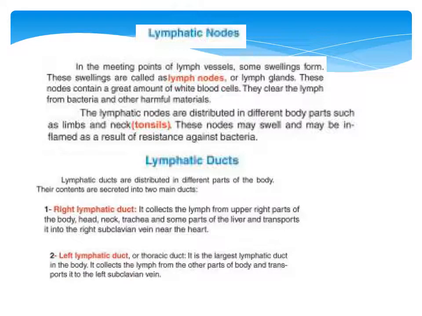And the left lymphatic duct, or it is called by another name, the corresponding name. We must take care of this corresponding name. The left lymphatic duct, or it is called the thoracic duct, is the largest lymphatic duct in the body. It collects the lymph from the other parts of the body and transports it to the left subclavian vein.